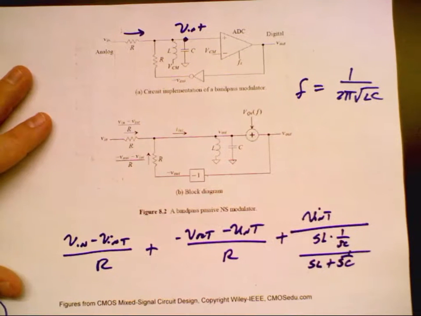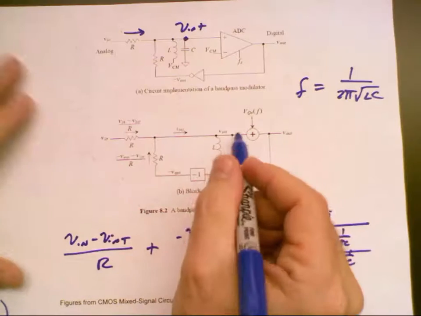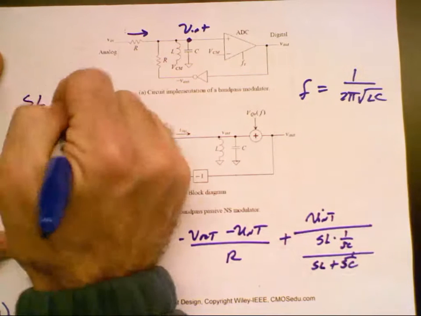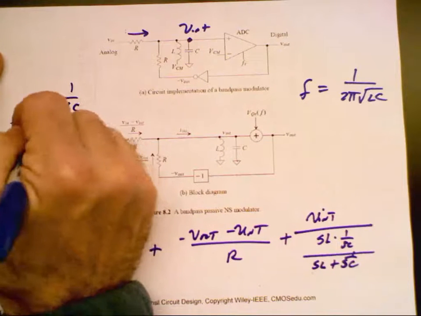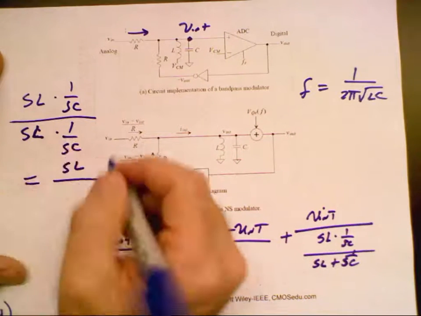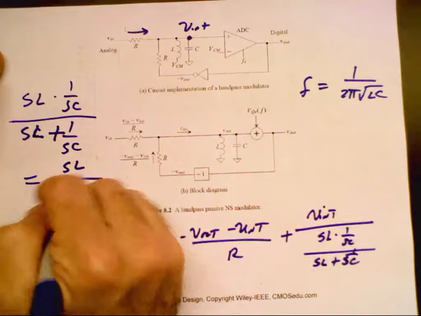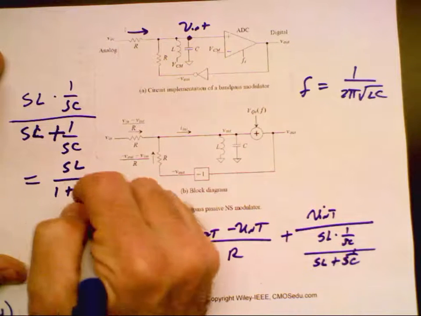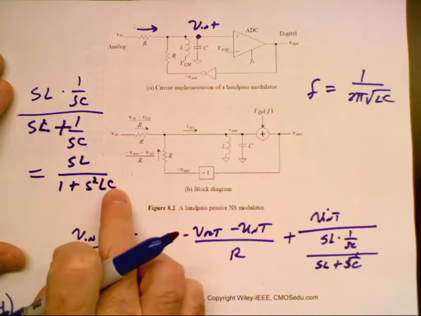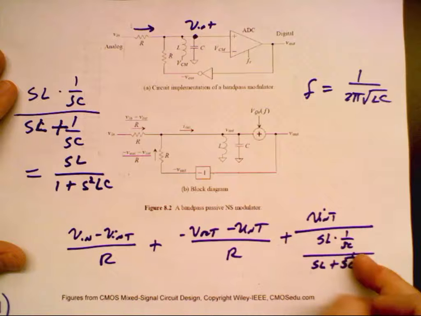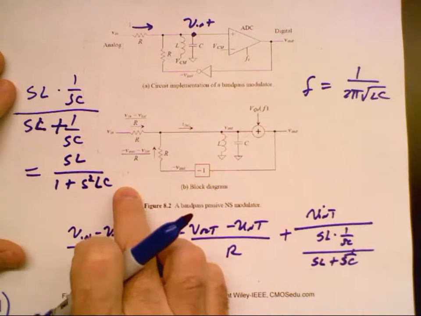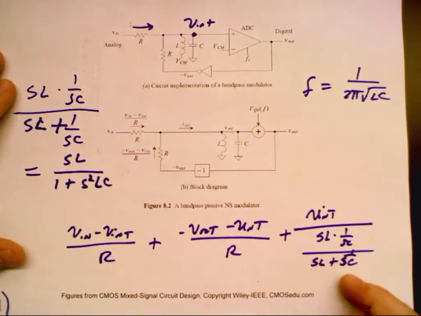Does everybody agree with that? So the impedance of the inductor is SL, the impedance of the capacitor is 1 over SC. So it's just parallel impedances, which is equal to SL over 1 plus S squared LC. And this is where you can see that at S equal 1 over the square root of LC, this blows up. All right, so does everybody understand where I got this?